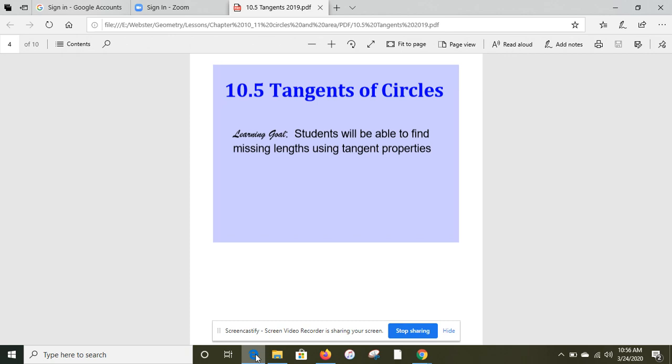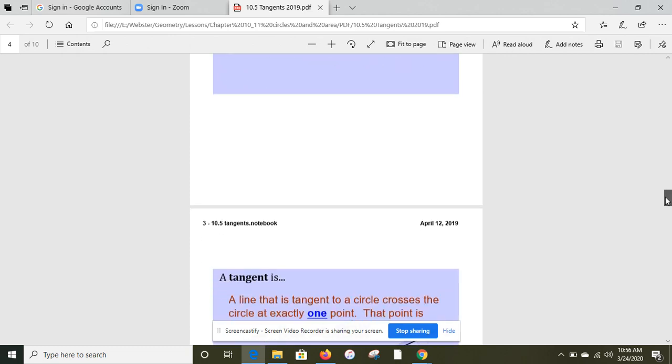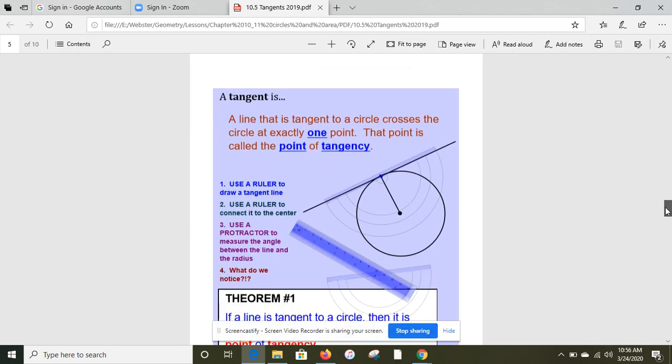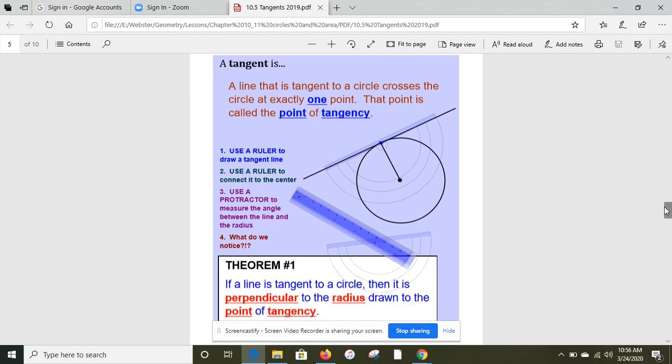This particular lesson is on tangents. Now, not the same tangent from like SOHCAHTOA, opposite over adjacent. The tangent of a circle refers more to a line, which I'm going to cover on this next one. So basically what I'm using, guys, are notes from last year, and I'm just going to walk you through these completed notes. So you can watch this video as many times as you want, okay?